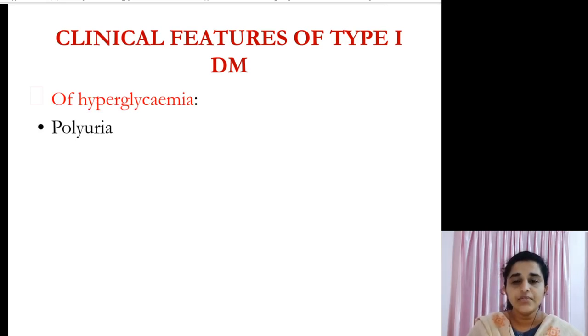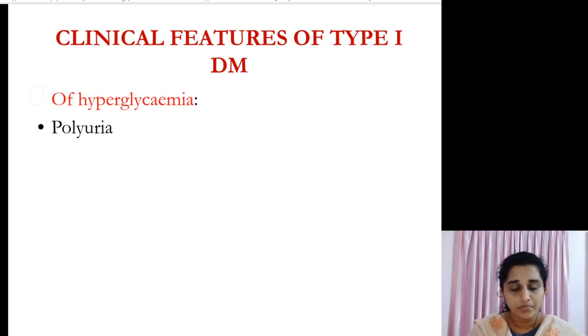Next we are going to see the clinical features of type 1 diabetes mellitus. First of all we'll see about the hyperglycemia. The clinical features you will be knowing: that is polyuria, the 3 polys. Polyuria is increased urination. Why this increased urination? We have discussed in the earlier slides: normally glucose will not be excreted through urine.